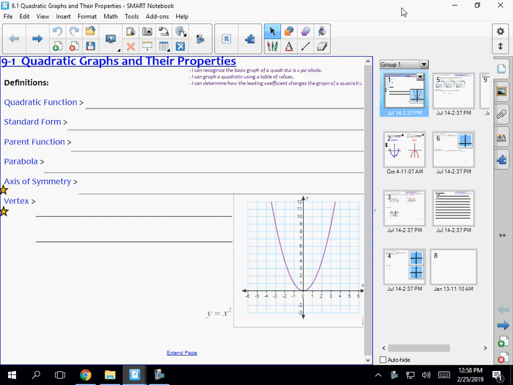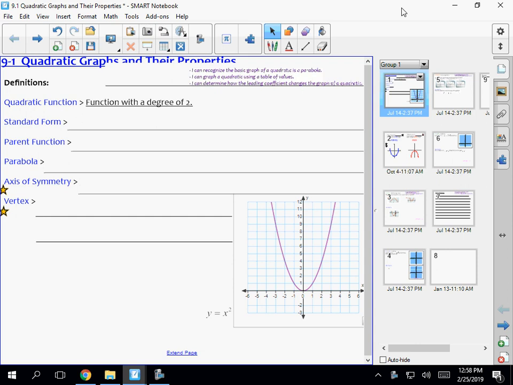So, some definitions first. Quadratic function. Here we go. You've got to be ready to go here. We have lots of definitions in the first section, that's chapter 9. There's a lot. So a quadratic function is a function with a degree of 2.